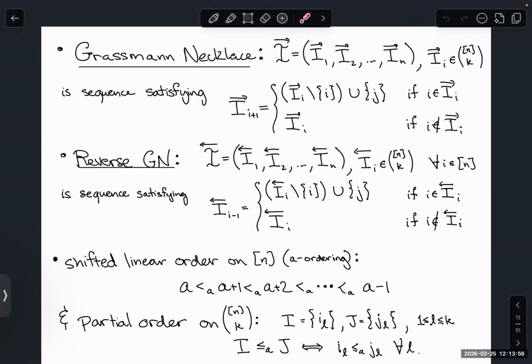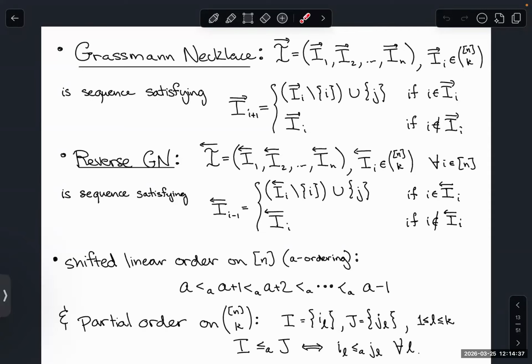One way we can better understand these Grassmann necklaces is to look at the shifted linear order on the numbers 1 through n, which I'm going to call the A ordering. Basically, we choose A to be the smallest value of the numbers 1 through n, and we cyclically increase up to A minus 1, taking this mod n.